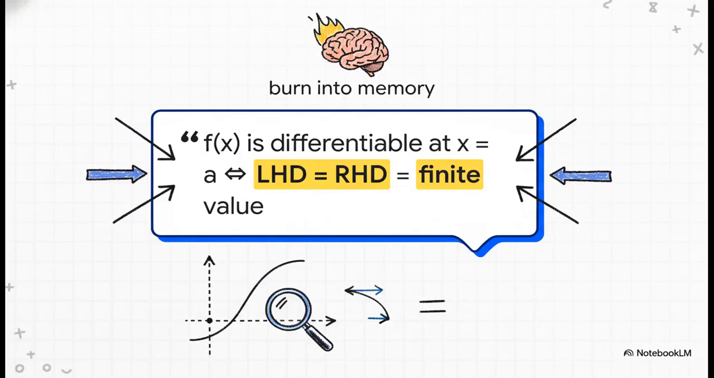And this right here, this is the golden rule. If you remember one thing, let it be this. A function is differentiable at a point only if the left-hand derivative equals the right-hand derivative. And of course, that value has to be a real, finite number, not infinity.